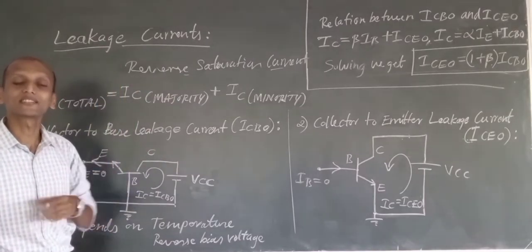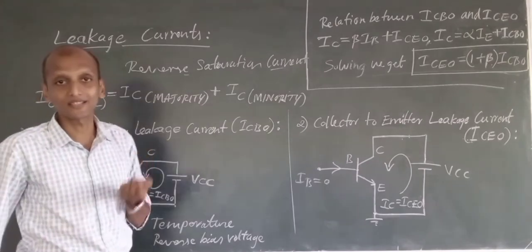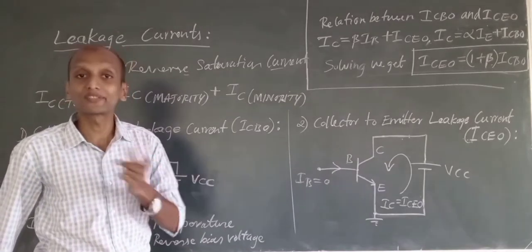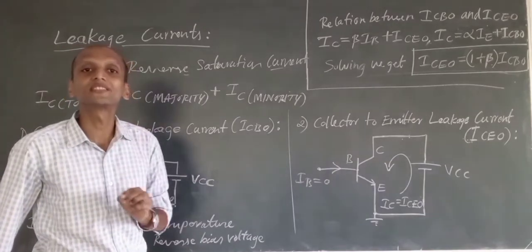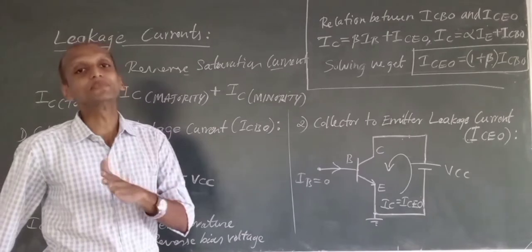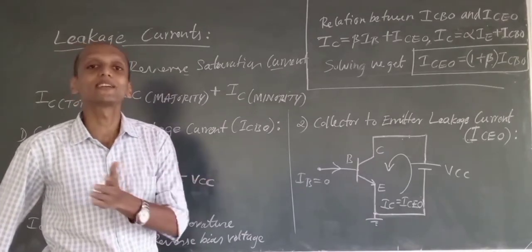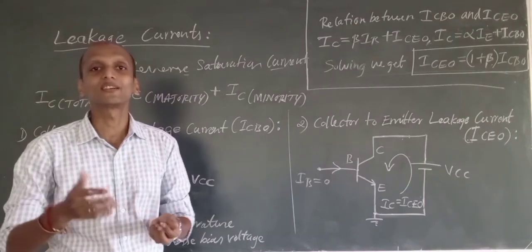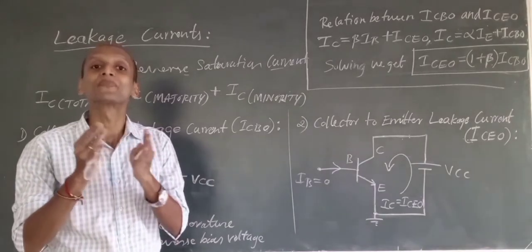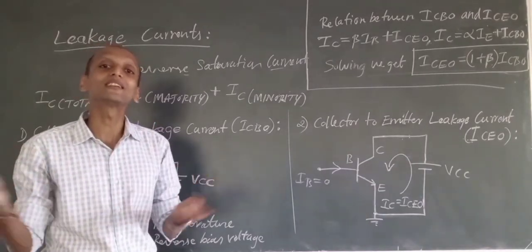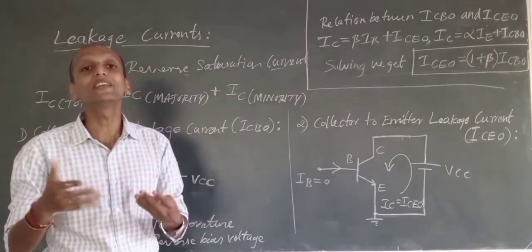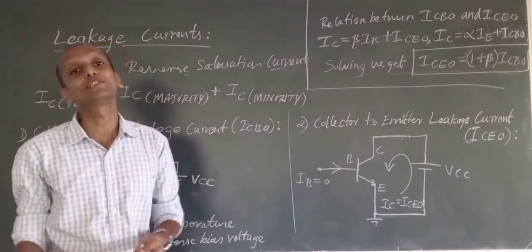Leakage current is the current which will be flowing through your PN junction when that PN junction is reverse biased. When the PN junction is reverse biased, it is like an open circuit, so the diode or the junction is said to be off, because the depletion region width will increase and there won't be any flow of majority charge carriers, so there won't be any current flowing.